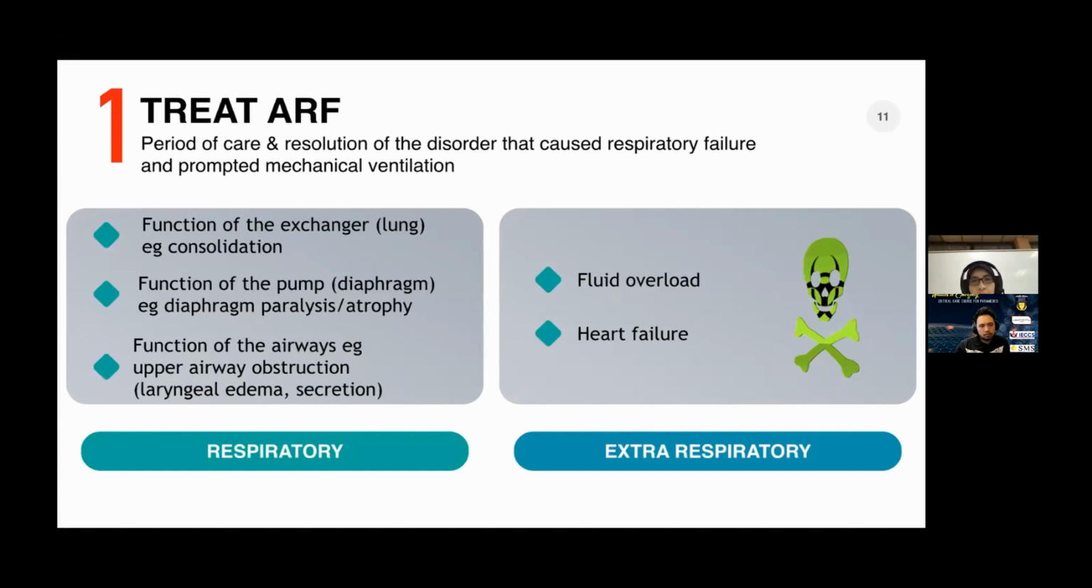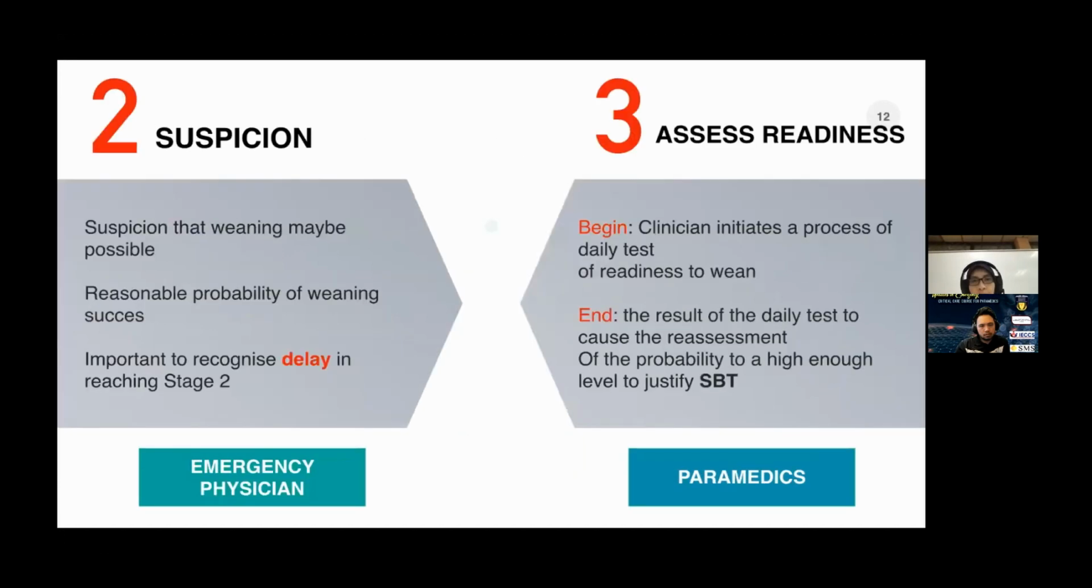All right, what does suspicion mean? Suspicion means you suspect the patient will be able to go through the other stages of weaning. We already went through stage 1, where we treat the acute respiratory failure. Now at stage 2, we have the other stages: stage 3, stage 4, and stage 5. And the patient shouldn't go into stage 6, which is reintubation.